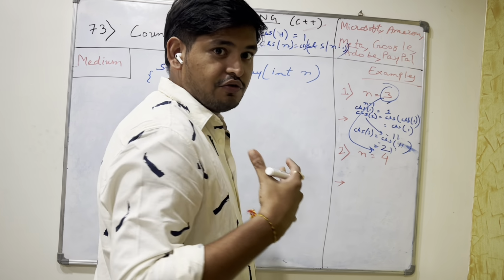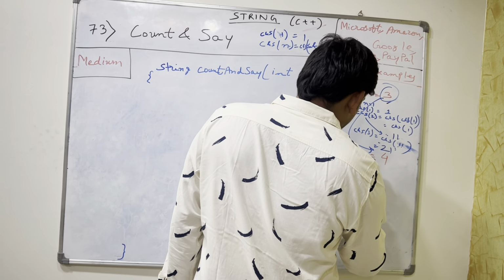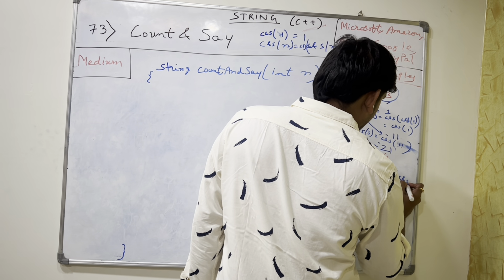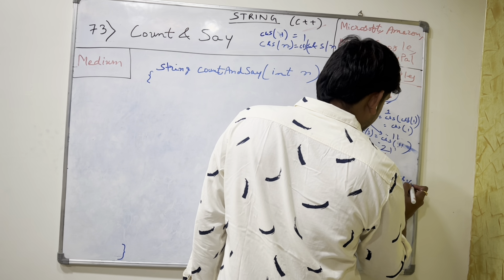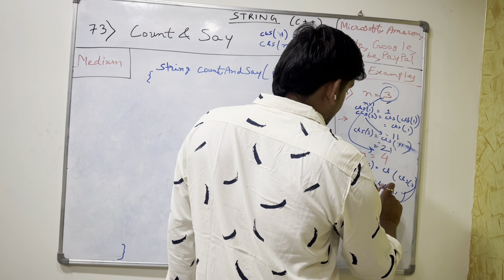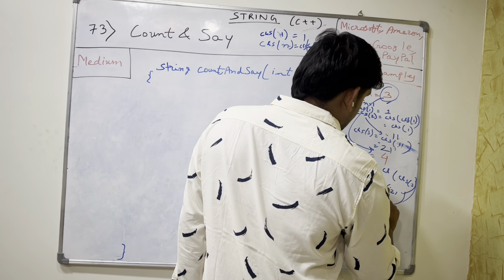Now n is equal to 4. For this, the input would be the value of count and say 3, which is 2, 1. We will count this 2, 1. It's actually count, not count and say, because it counts this value. Count and say is actually a count of count and say n minus 1. So there will be a count function that will count this 2, 1.